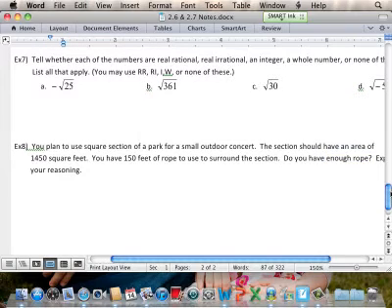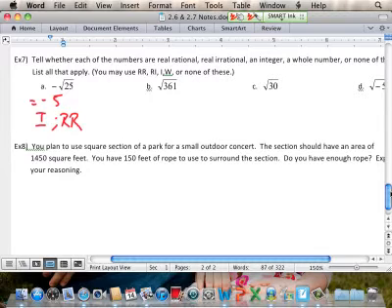Okay. It says tell whether each of the numbers is real, rational, real, irrational, an integer, whole number, or none of them. List all that apply. Okay, and we're going to use these abbreviations. I'm going to do the first few and then leave it up to you. We've already done this in class a little bit. The opposite of the square root of 25 is negative 5. Okay, that's not a whole number, but that is an integer. Okay, and that is a real rational number.